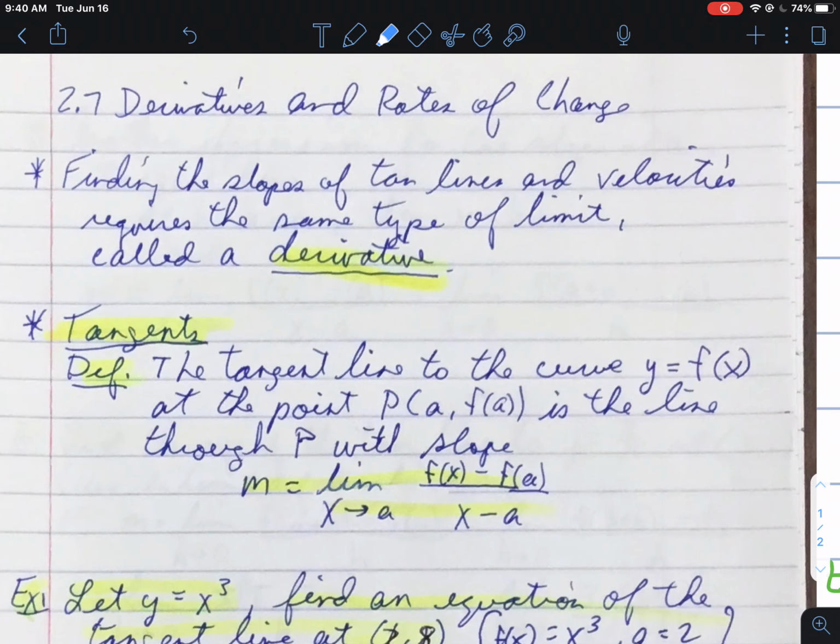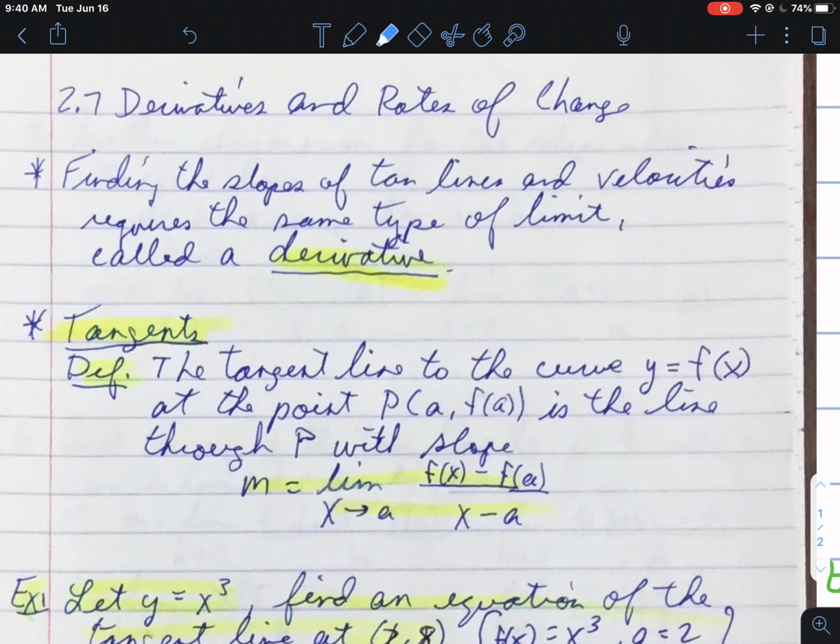All right, so 2.7, derivatives, rates of change. So we've mentioned the derivative before, at least the term. So what exactly is a derivative? Well, when we're finding the slope of that tan line, or the velocity of an object, both of these require the same type of limit called the derivative. So all that limit stuff that we did back in the first section, and when we talked about the secant lines and how the slope of the secant line can be used to approximate the slope of the tan line, that's ultimately what we're calling the derivative, that slope of the tan line.